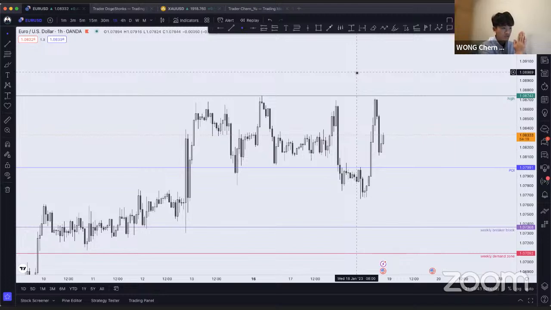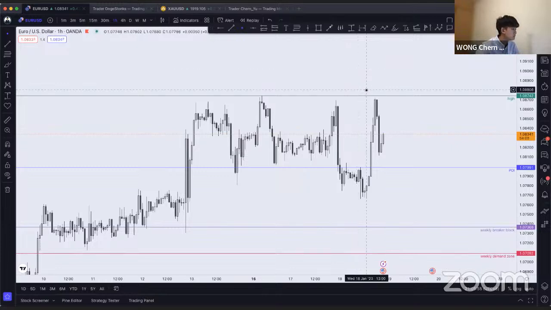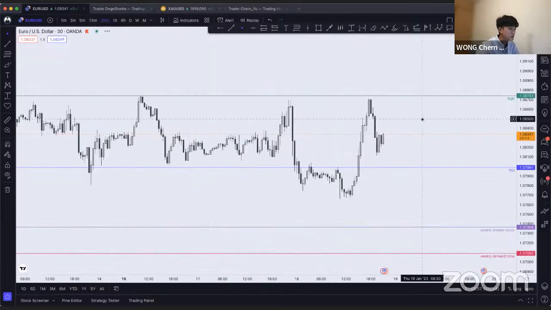Okay, we should not be looking for any shorts in this case, unless you're talking about some kind of intraday levels or intraday shorts that you guys would want to take. Then by all means go ahead, but make sure to employ proper risk management strategies. So let's talk about the 30 minutes time frame.